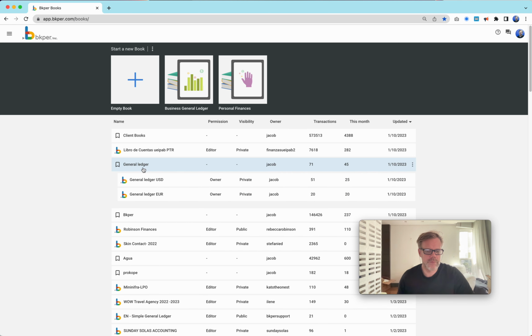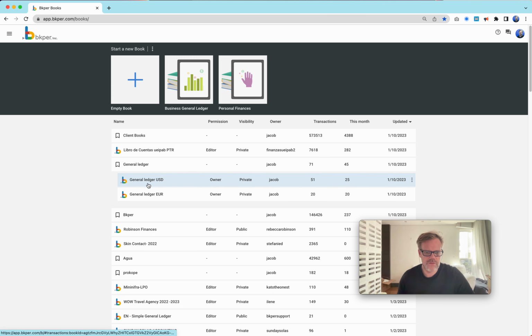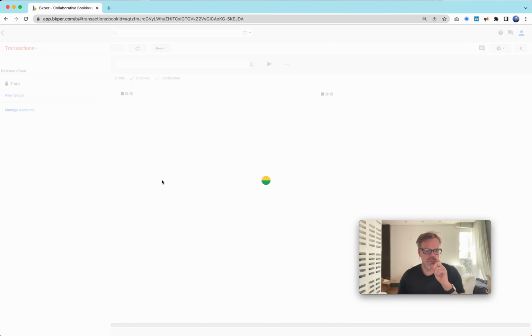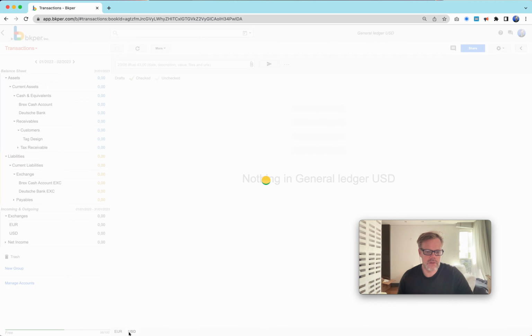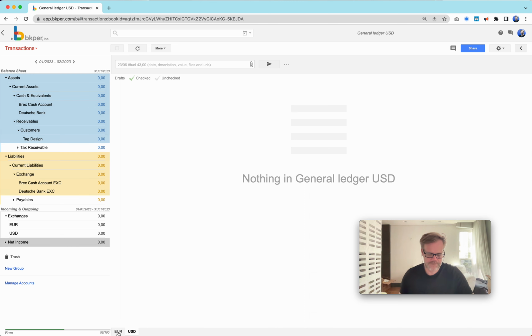For this video I've prepared a little collection with two books. The books have the same name as the collection with the currency extension, okay? What happens when you do this is you'll get within your collection these little tabs so you can switch between currencies. So Bookkeeper doesn't have a currency here on the values or something. It's per book that you work on each currency, okay?